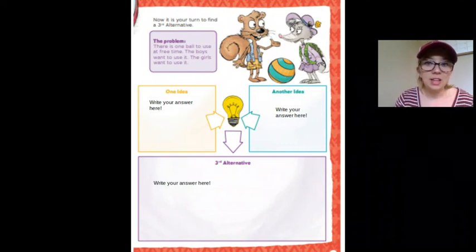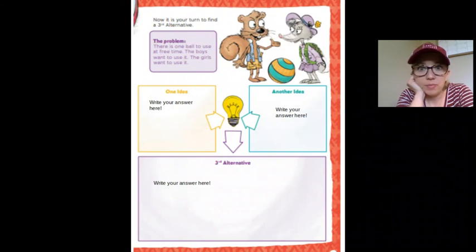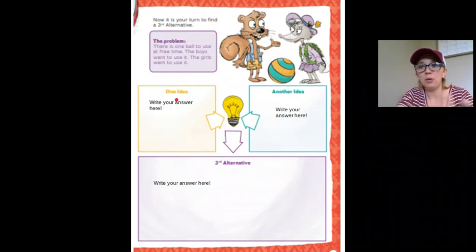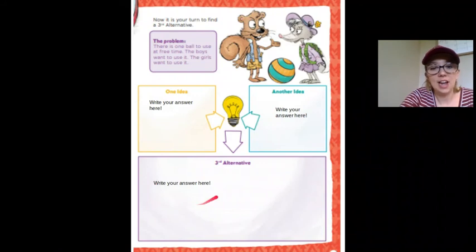Okay, so think about it. If it were you on the playground, what would you want to do? What would you want to have happen? In the boxes right here, I have these text boxes where you can just click on it and type your answers in right there so I can see what you write. And same for over here and down here when you reach that third alternative.